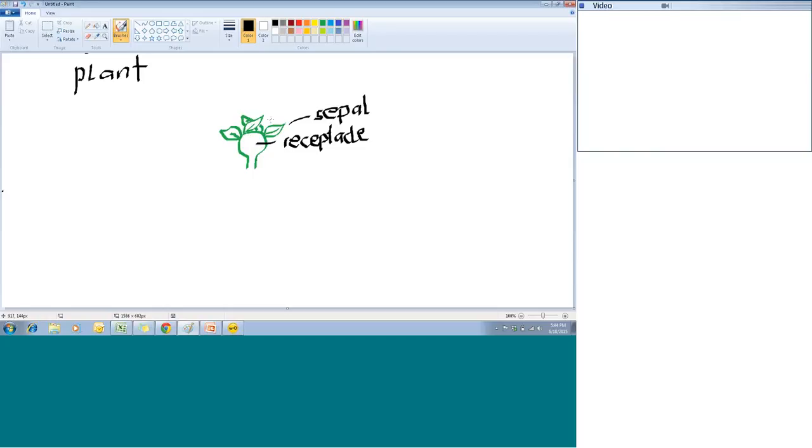Now above the sepal is another bulb-like structure, which looks like this. You can see this inside a flower. This is what we call the ovary. The ovary is where seeds are produced. How are seeds produced? We're going to discuss that later on.